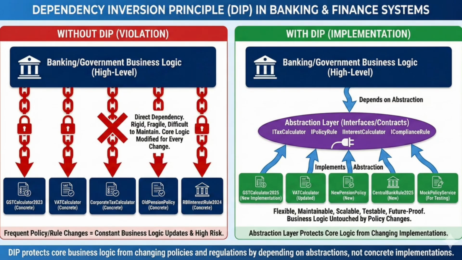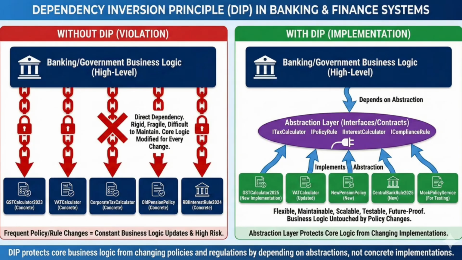Dependency inversion also supports scalable architecture. Many government and banking systems operate for decades. Rules change continuously, but systems survive only when they are architected for change. DIP ensures longevity. Instead of rewriting the entire application every time policies are updated, we simply update implementations. This protects investment, reduces cost, and increases system reliability.